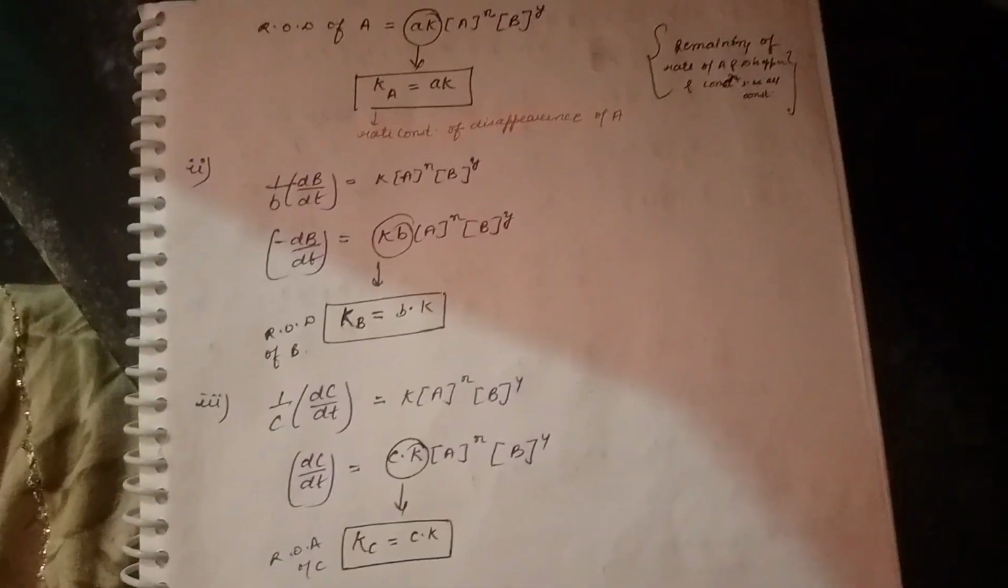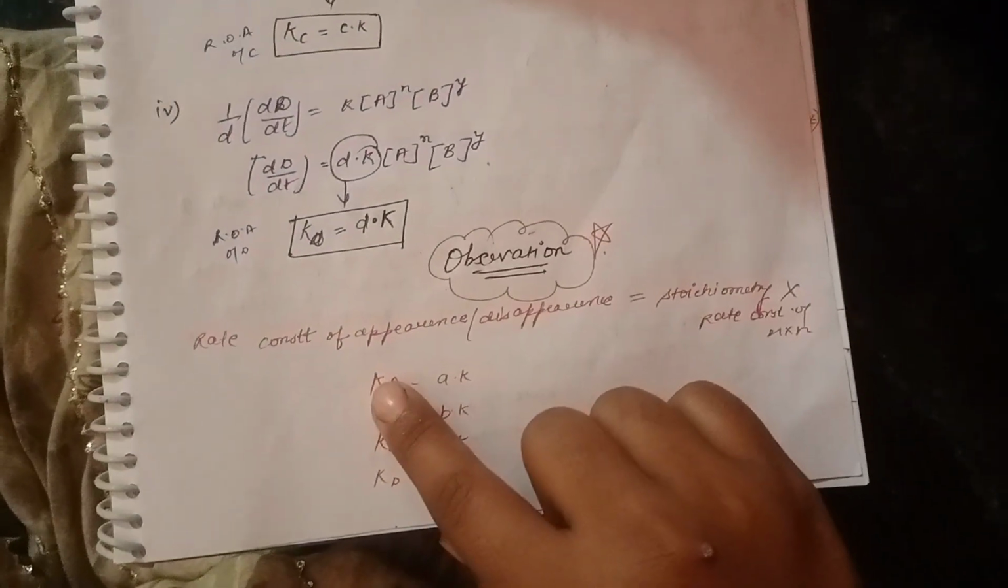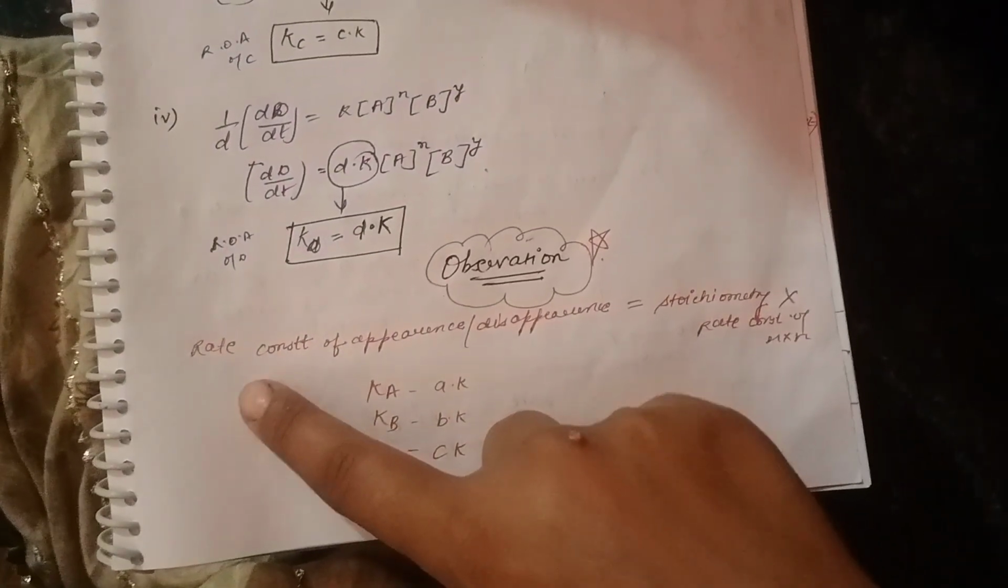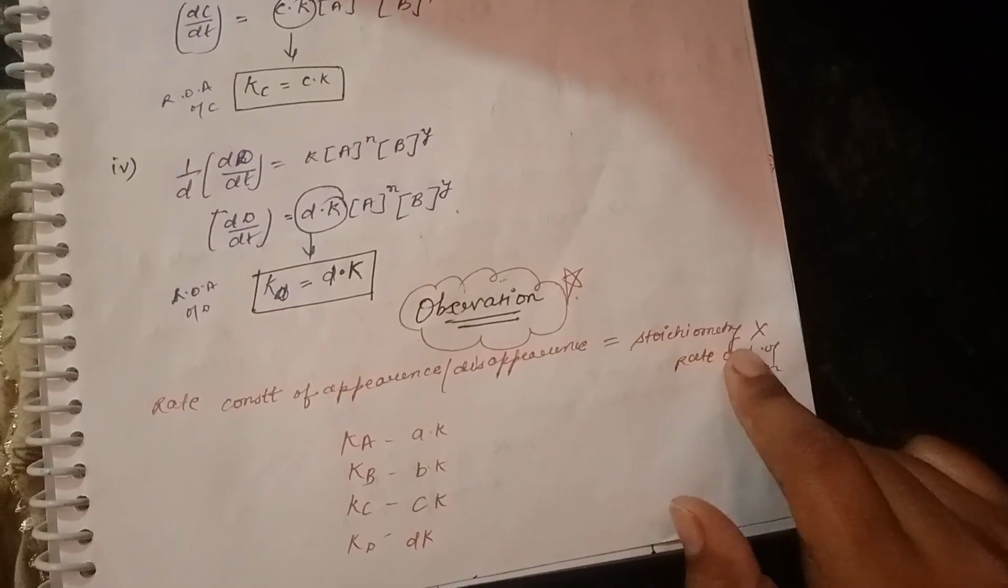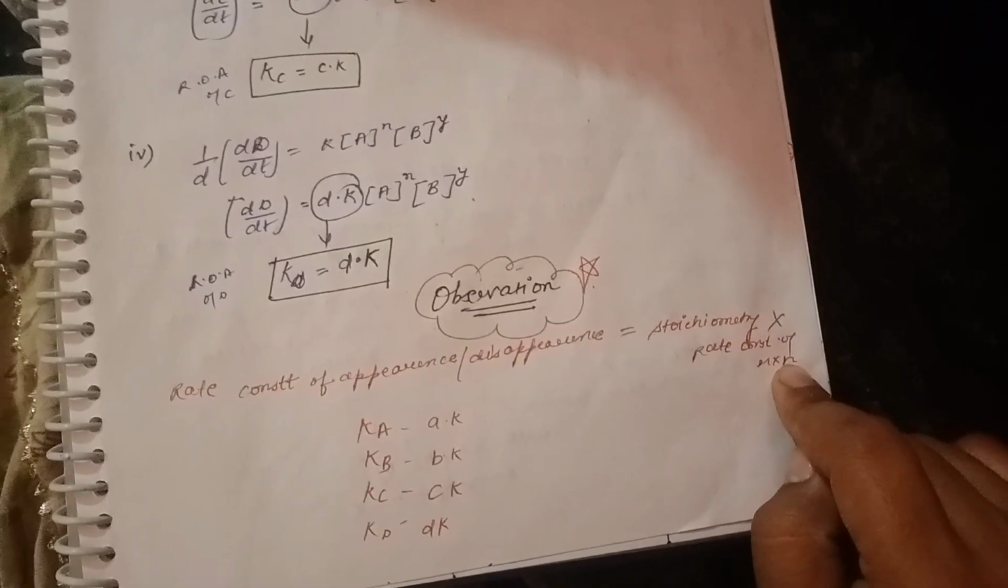But from the whole observation, I can say that if I have to find the rate constant of appearance and disappearance, I can find it by multiplying the stoichiometric coefficient with the rate constant of the reaction. This is the whole observation that we can find out.